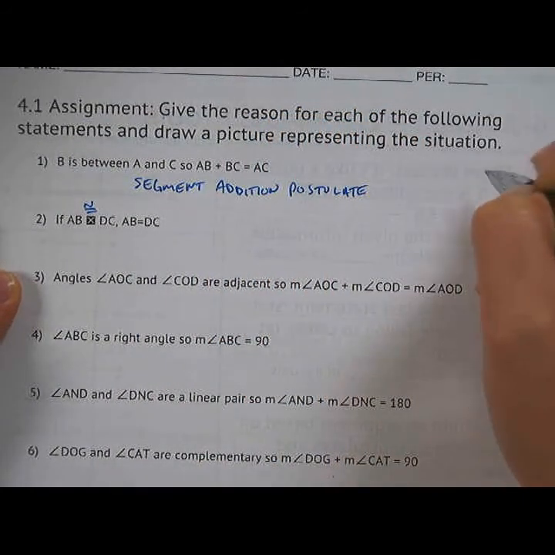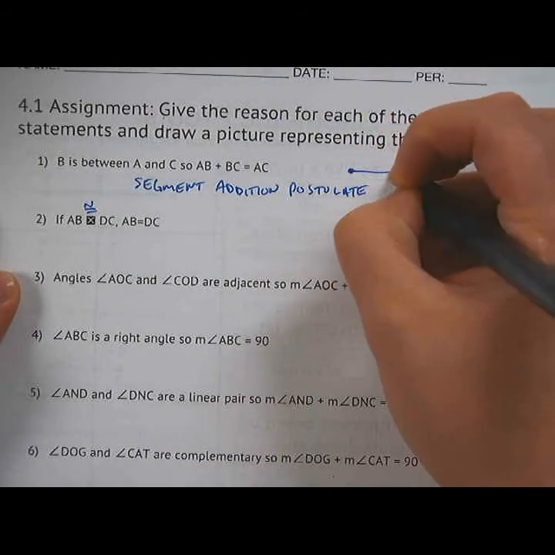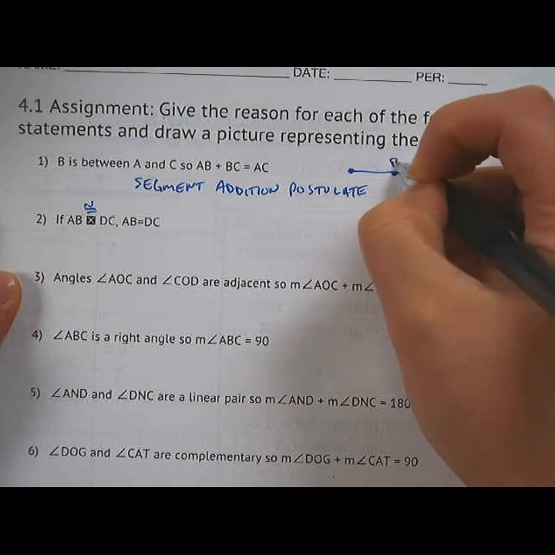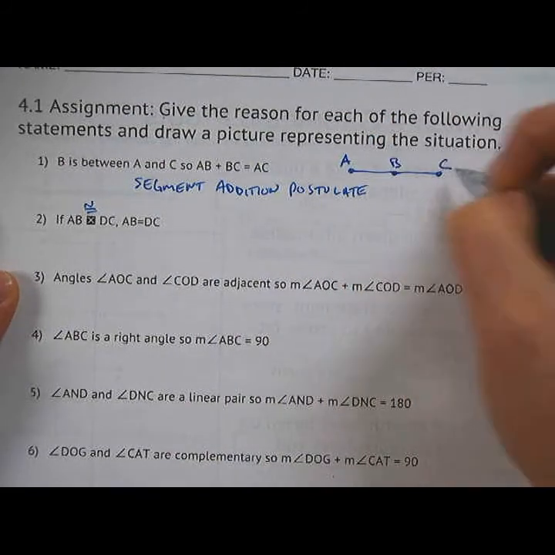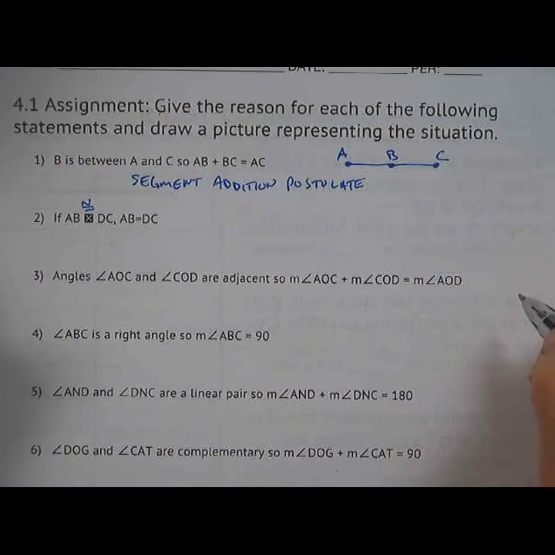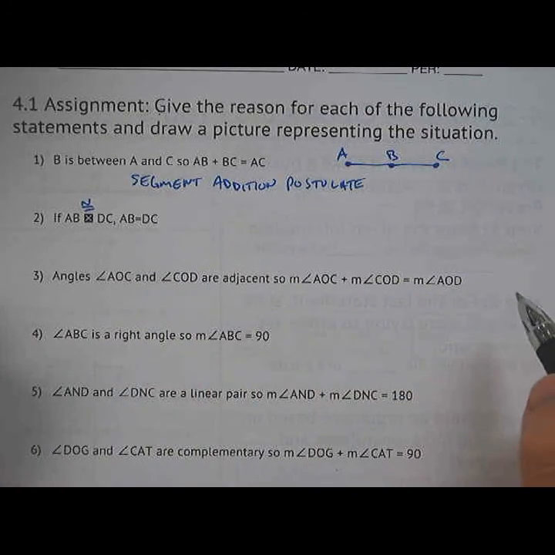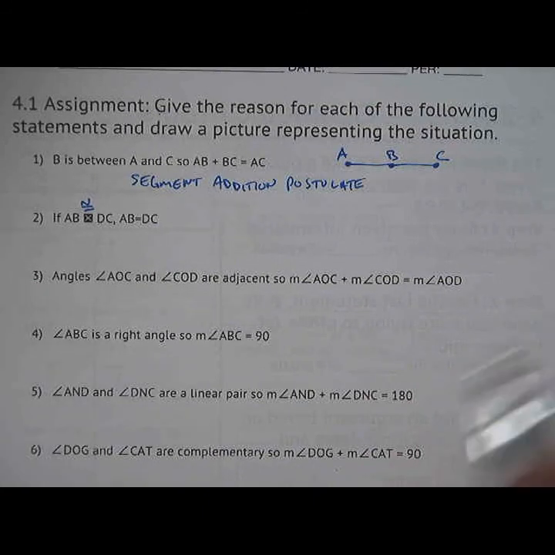And then I'm going to draw a picture of what that would look like. So I've got a line with B in between A and C. So there we are. That's how we would do number 1. So go through this whole front page, there's only 9 problems, and give the reason for each statement, and then draw a picture of what that situation would look like.